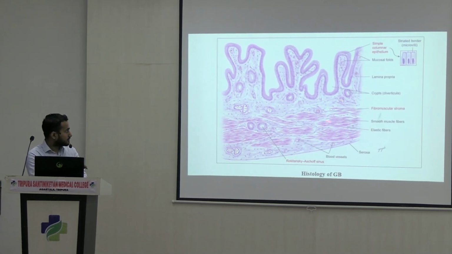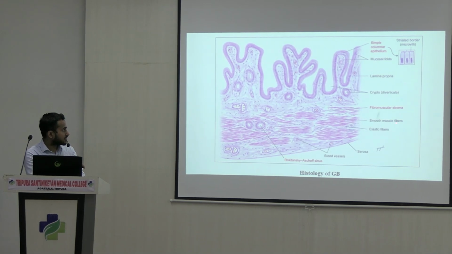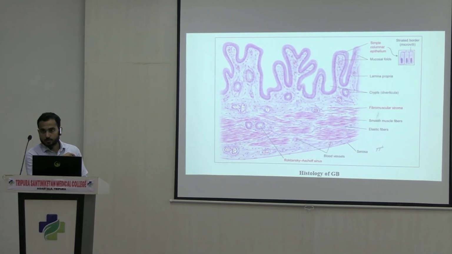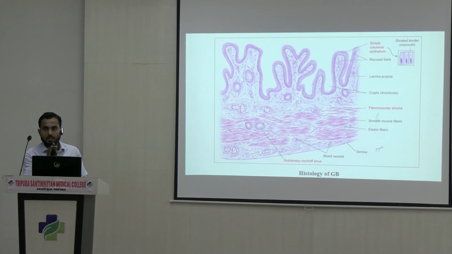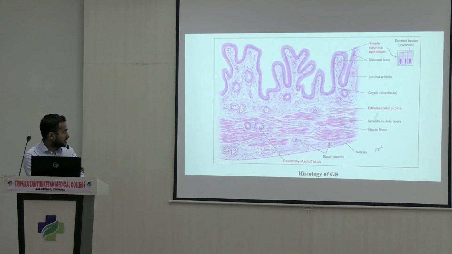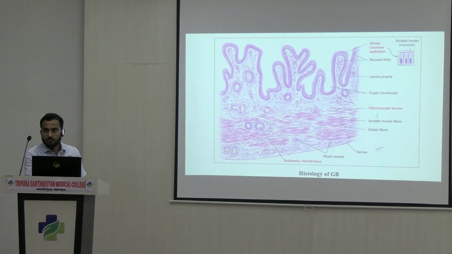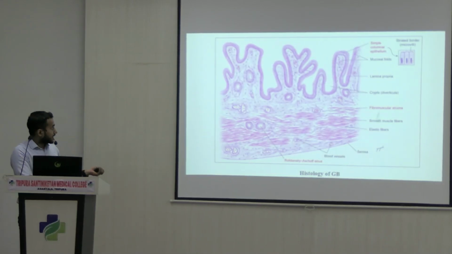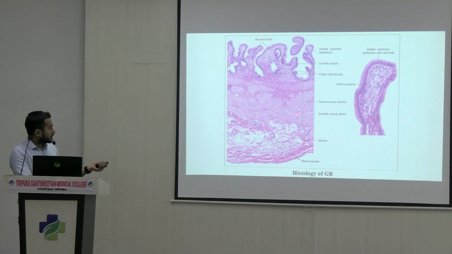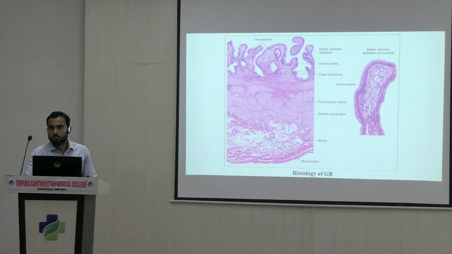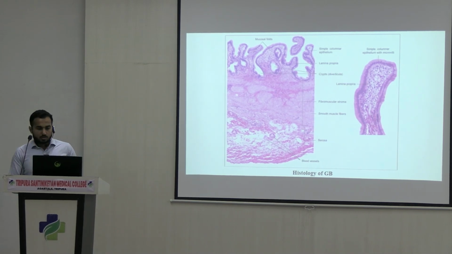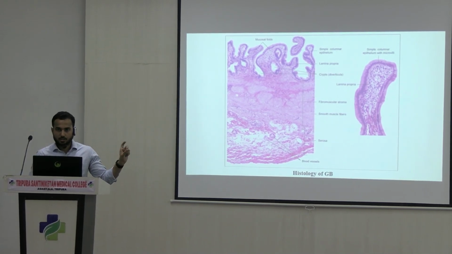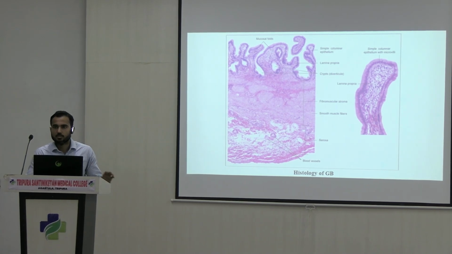Next, you can see this is the fibromuscular coat. In the fibromuscular coat, you can see smooth muscle fibers are present. These smooth muscle fibers have no definite arrangement, and in between you can see the elastin fibers and collagen fibers. And lastly, you can see this is the serosa. So this is the microscopic structure of gallbladder. Next, here you can see this is under low magnification and this is under high magnification, of the histology of gallbladder. So that's all. Further under microscope we'll discuss in the histology class. Okay. Thank you.